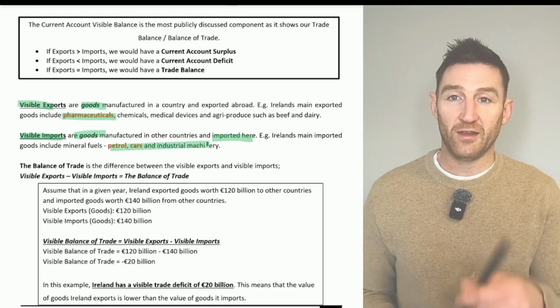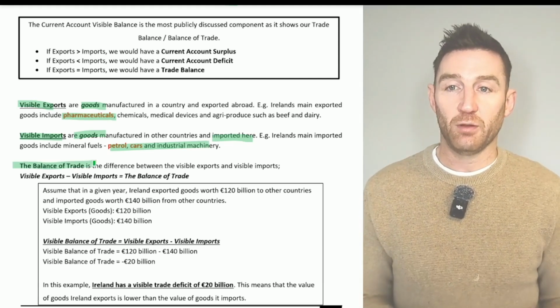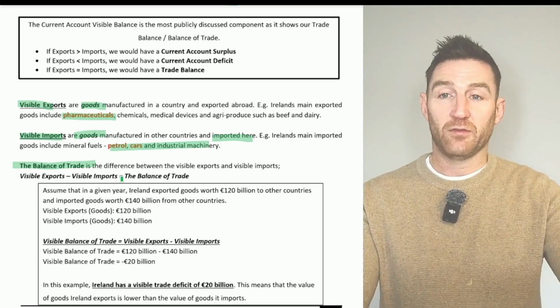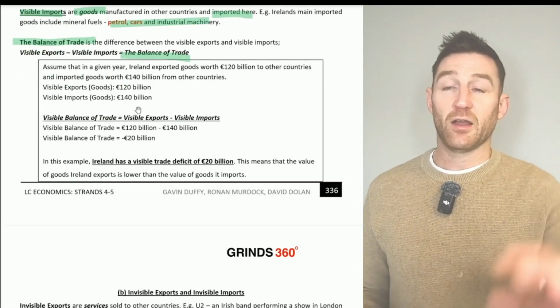So the balance of trade is that visible balance. It's visible exports minus visible imports, and we call that the balance of trade. So there's an example there, very straightforward.